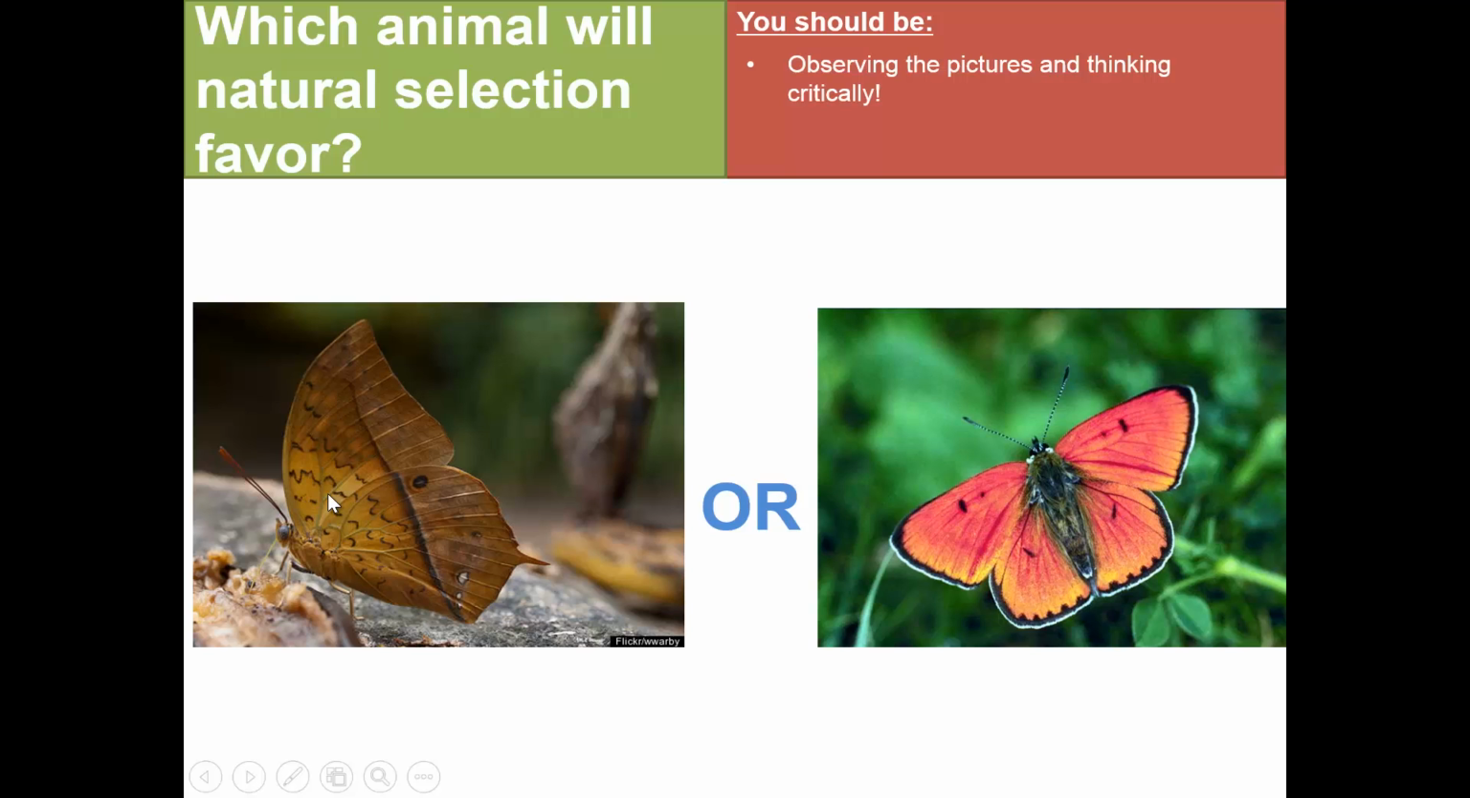If you said the one on the left, which is the one that's brown in color, you are correct. It's best able to survive because it looks very much like a leaf, and so its ability to camouflage actually helps it to survive. This brightly colored butterfly would not be able to survive very long in a rainforest environment.